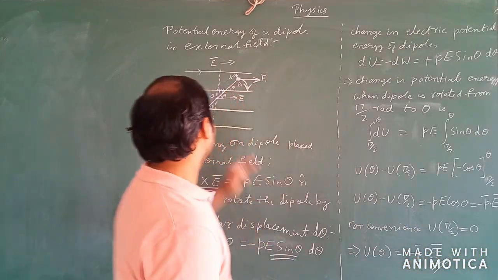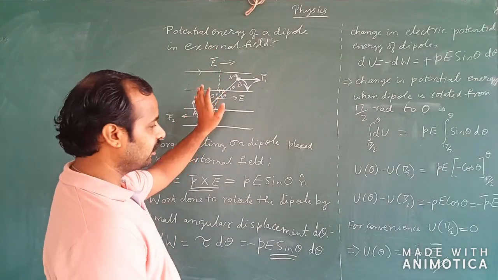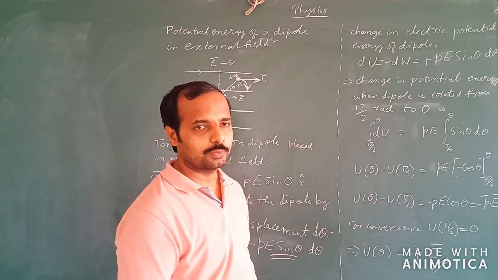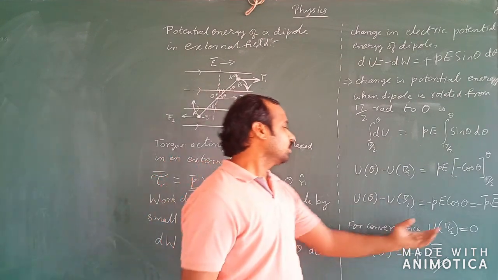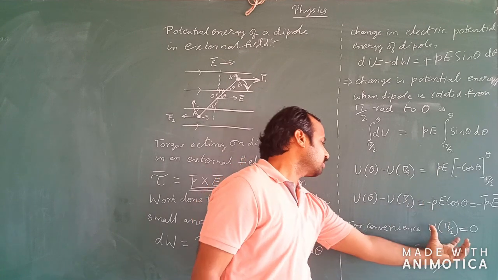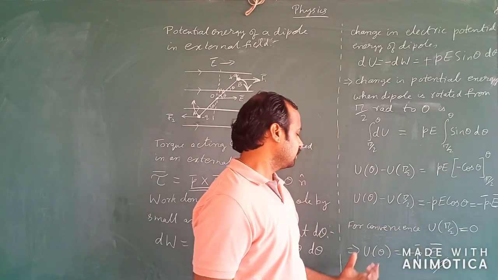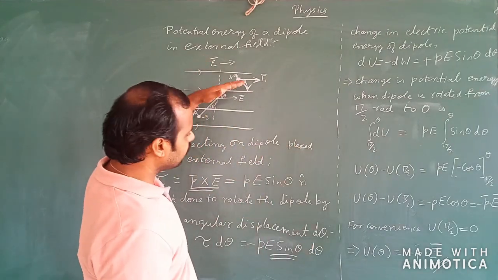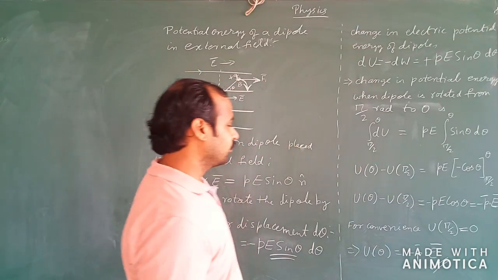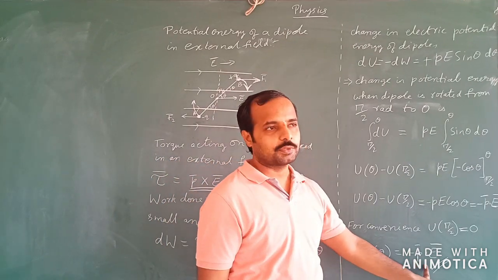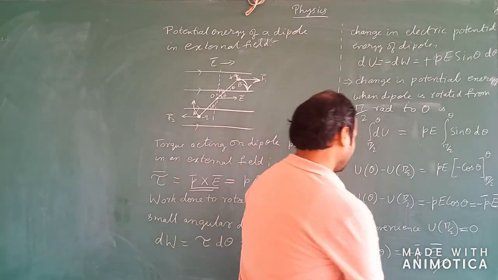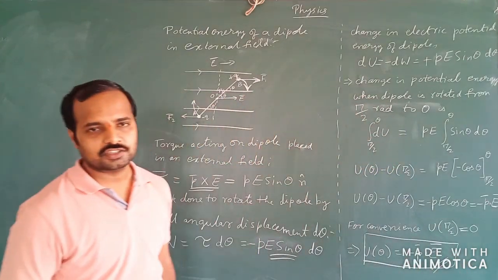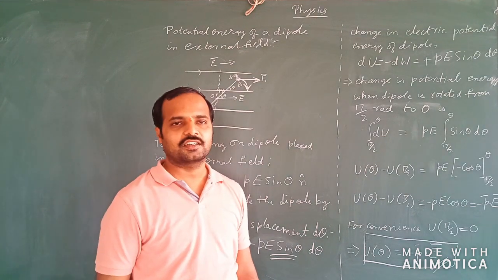That is, at an angle of inclination of pi by 2 radian, the potential energy stored in the dipole can be assumed to be equal to 0. So when I substitute U of pi by 2 equals 0, I get the total potential energy stored when the dipole is rotated to an inclination angle theta as minus p bar dot E bar. So this is about the electric potential energy which is stored in an electric dipole when it is placed in an external electric field.